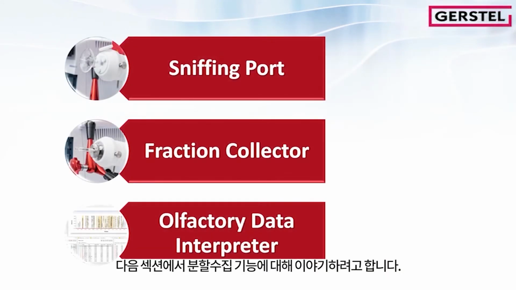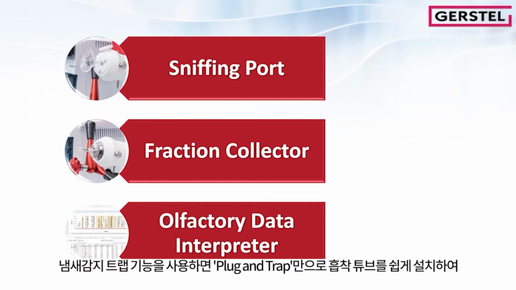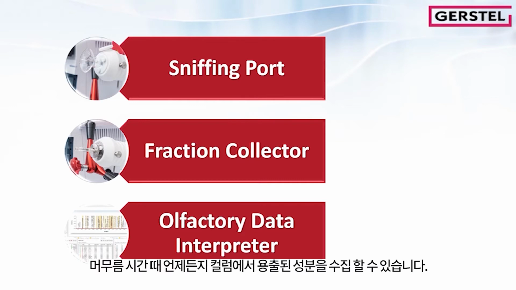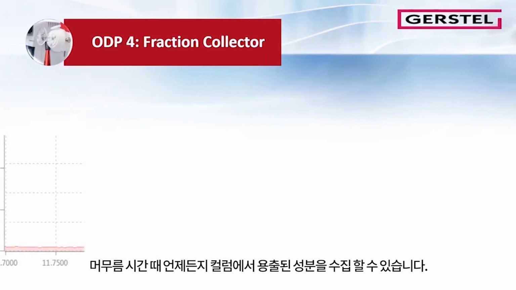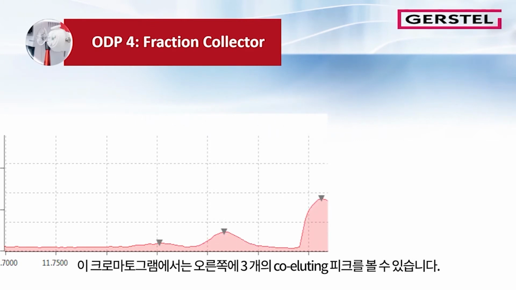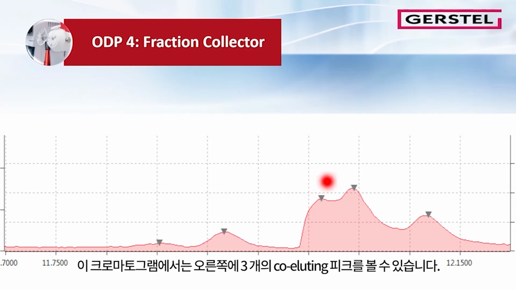In the next section we talk about the fraction collector. The sniff and trap function allows eluent collection at any retention time. With an easy installation of the sorbents tube, just plug and trap. In this chromatogram you see 3 co-eluting peaks at the right hand side.